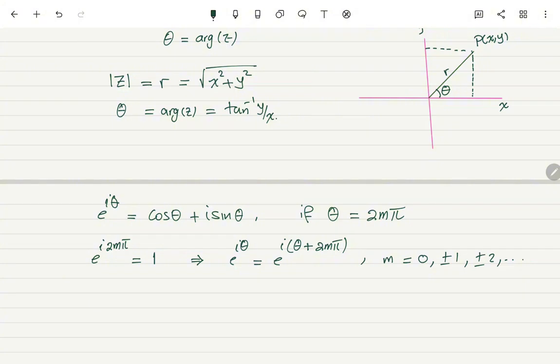Remember, whenever you take m equals 0 and theta greater than minus pi and less than pi, then the value of theta is called the principal value.